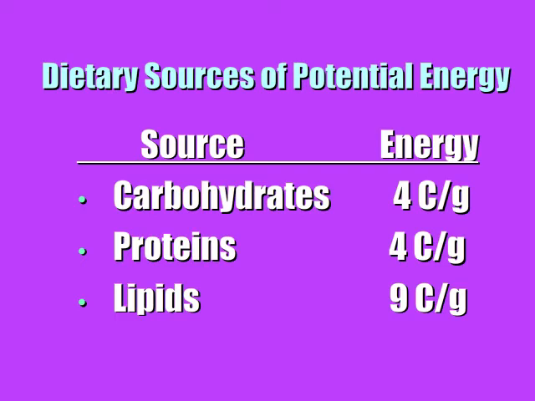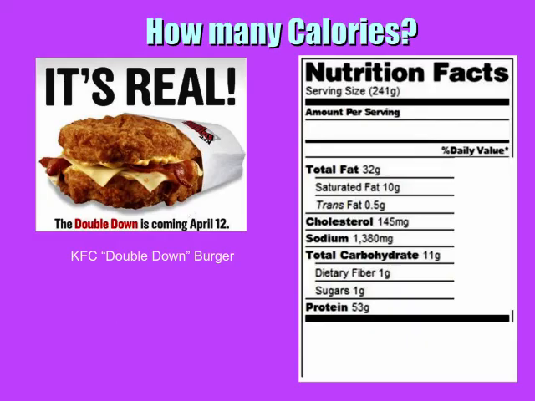And so we say that carbohydrates have 4 kilocalories per gram. That is, 1 gram of carbohydrate will contain 4 kilocalories of energy. Proteins also contain 4 kilocalories of energy per gram, whereas lipids contain 9 kilocalories of energy per gram. So they're much more efficient at storing energy in a small space. So now that you know the caloric value of carbohydrates, proteins, and fats, you should be able to look at the nutrition information for any food item and tell me how many calories are in there.